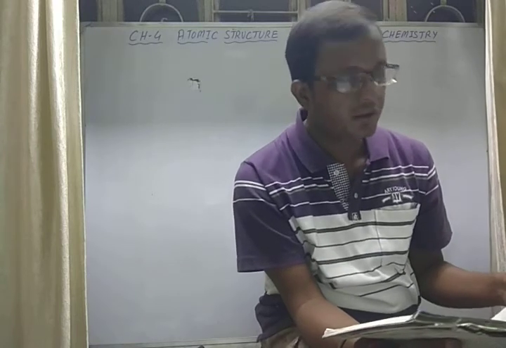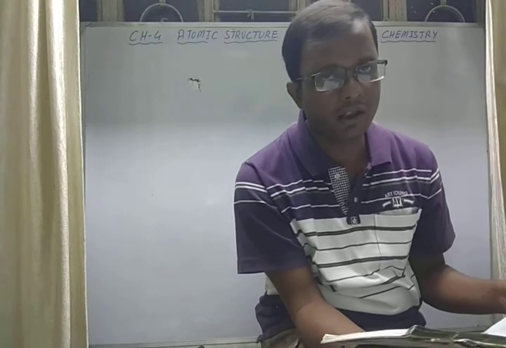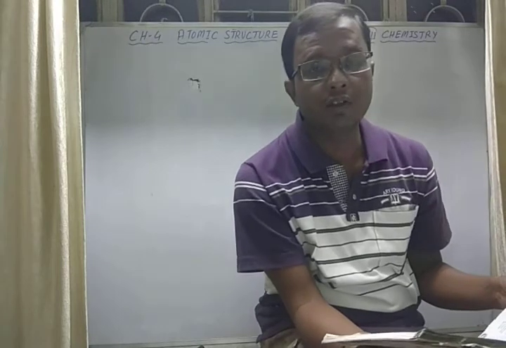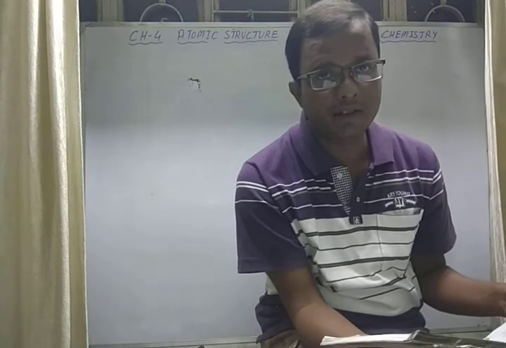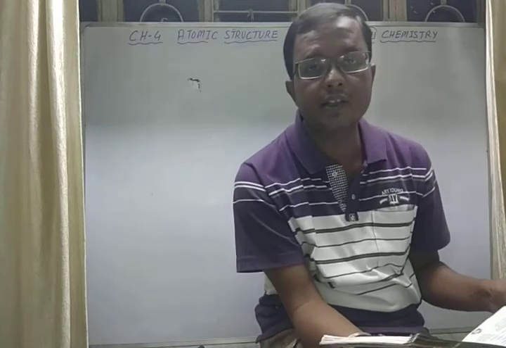Next is the mass number. Mass number is the number of protons plus the number of neutrons. Mass number is represented by the letter A and atomic number by the letter Z. So the number of neutrons equals the mass number minus the atomic number, which is also the mass number minus the number of protons. Next are isotopes. Isotopes are elements having the same atomic number but different mass numbers. Isobars are also there: the same mass number but different atomic number. They are called isobars.